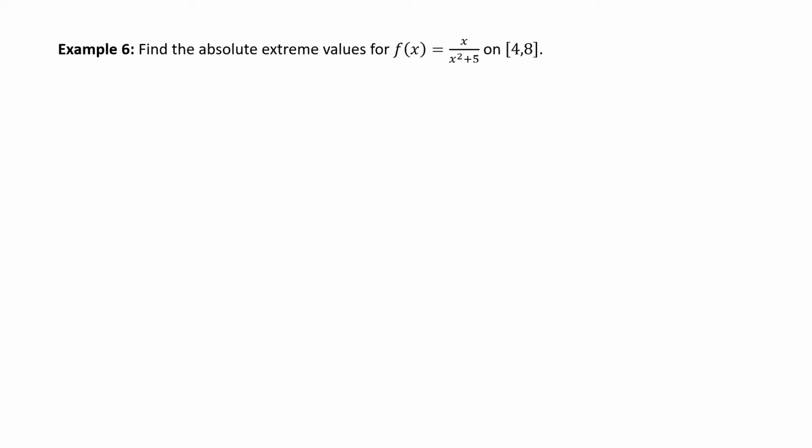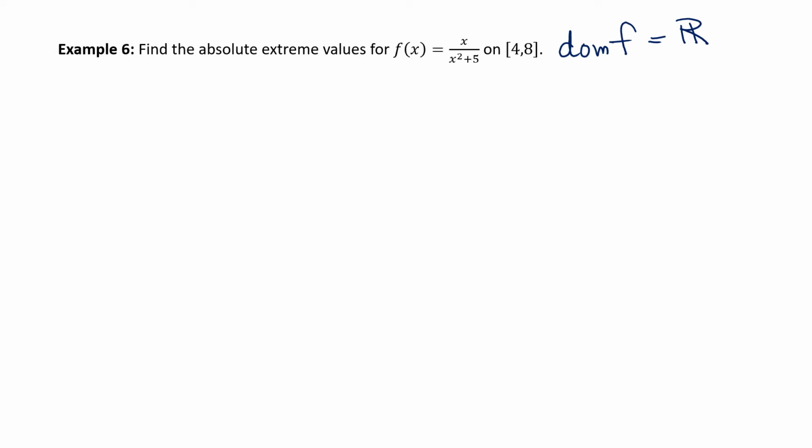Example: find the absolute extreme values for f of x equals x divided by x squared plus 5 on the closed interval from 4 to 8. Notice that for this function, the domain of f is all reals even though you have a variable in the denominator. And that's because that variable is squared, then you have plus 5.